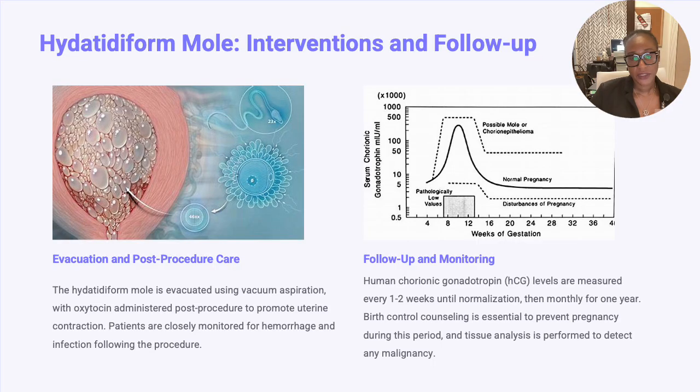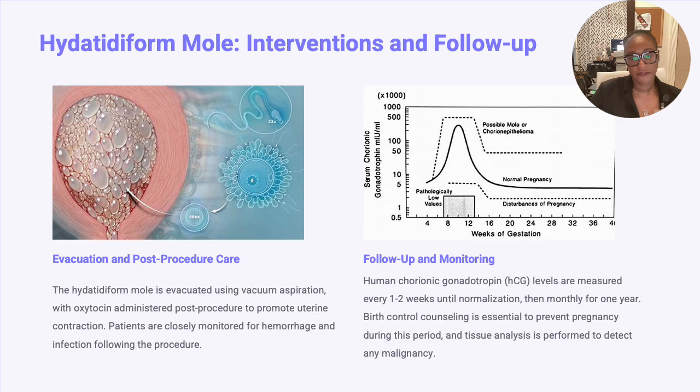Oxytocin may be administered after evacuation, and this is typical just to help with contraction of the uterus. We want to monitor the patient post-procedure for hemorrhage and infection. A sample of the tissue is sent to the laboratory for evaluation and follow-up. It's important to detect changes suggestive of any malignancy. And of course, human chorionic gonadotropin levels are monitored every 1 to 2 weeks until they are normal, and then non-pregnant levels are attained.